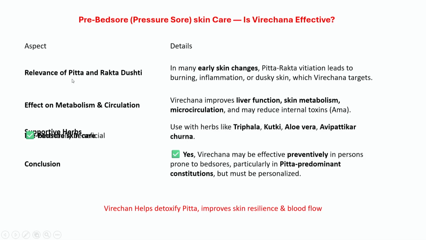If a Pitta predominant person is there, then he should be particularly treated with Virachan, because Pitta is already high in that person. And in this bed sore condition, Pitta becomes even higher. So that has to be controlled. Virachan helps detoxify Pitta, improves skin resilience and blood flow. What is the main function of Virachan? It helps to detoxify Pitta and improve skin resilience and blood flow. This is the take-home message.